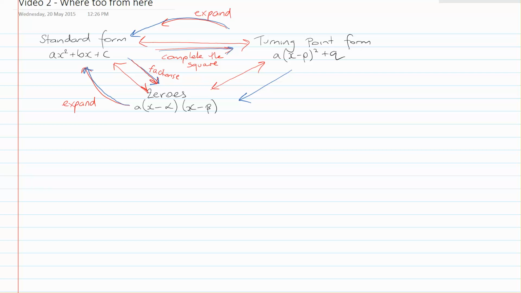And this means that whatever format your function is in, your quadratic function, if you need to know the turning point, you can get there. Spread it right out to standard form, whatever format it's in, and then complete the square. If you need to know the zeros, you can get there. All you have to do is bring it back into standard form from wherever it is by expanding and simplifying, and then factorize. You're there, okay?